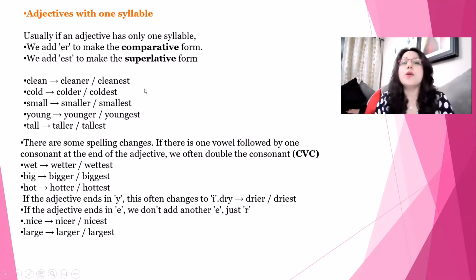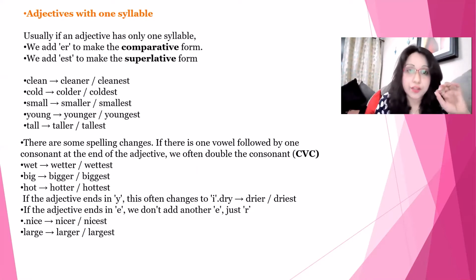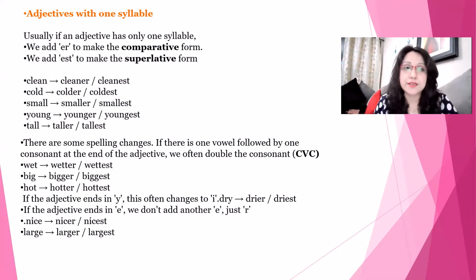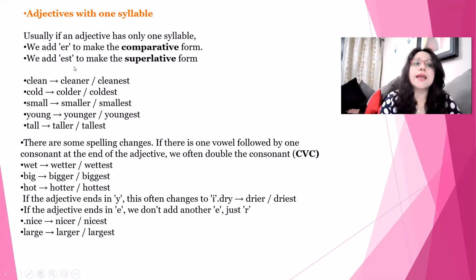Always remember, people, whenever you are using your superlative form, you always add the, T-H-E, the. So clean, cleaner, the cleanest. Cold, colder, the coldest. Small, smaller, the smallest. Young, younger, the youngest. So this is how you make your comparative and superlative with one syllable adjectives: add ER to form your comparative, and add EST to make your superlative form.